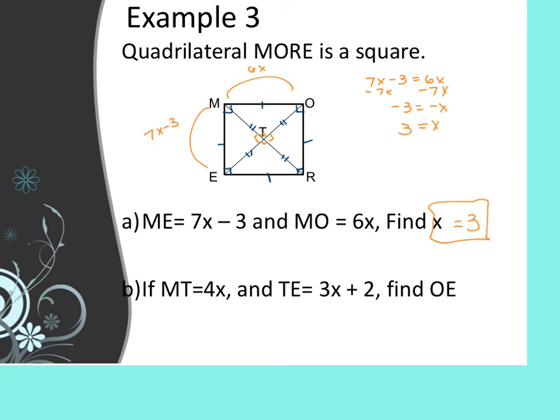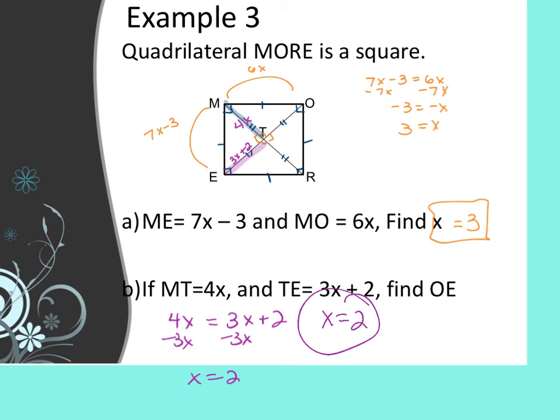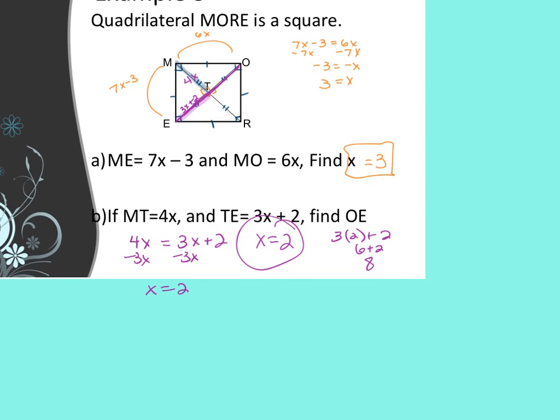And if MT, which is this one, is 4x, TE, which is this one, is 3x plus 2. X equals 2. Go ahead, set them equal to each other. 4x equals 3x plus 2. Then you plug it in, right? It didn't ask for x this time. It said find OE. OE would be this. So I would do 3 times 2 plus 2, 6 plus 2, which is 8. And then double it, because that's only half of it. OE is 16.